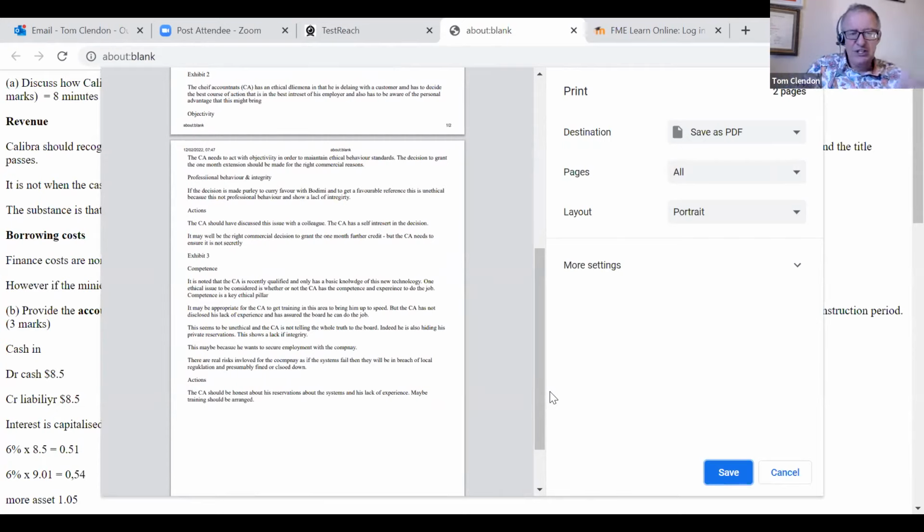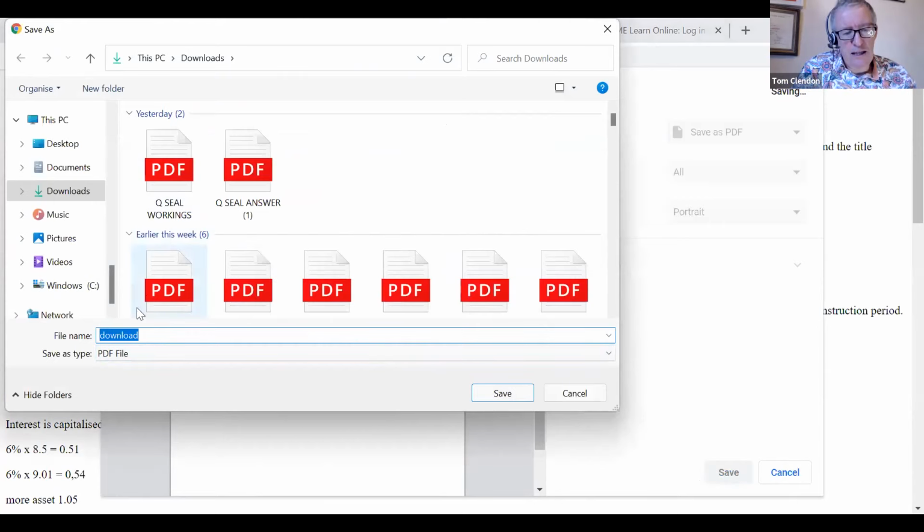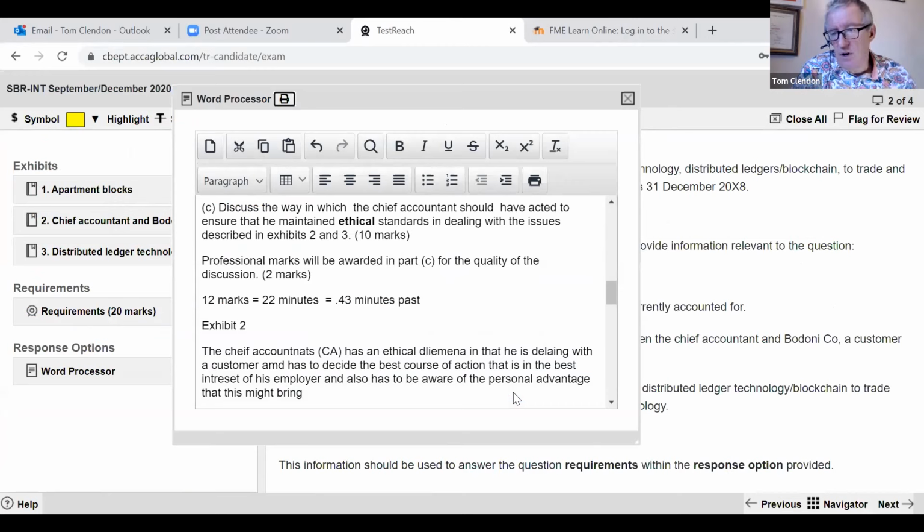It's much more visual. You can see in the time this is how far I've got. You would then be able to save that to your own local computer. And having saved it, you've then got it to send in for marking. So this is what you can do.